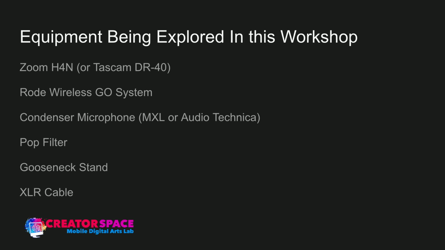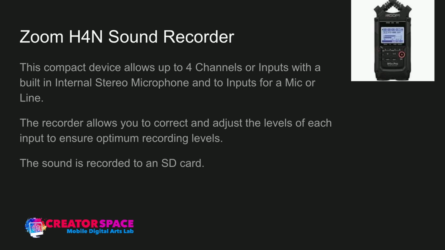Okay, so that's what's in our kit. And so this Zoom H4n sound recorder is a compact device, with 4 channels or inputs with a built-in internal stereo microphone, and then you can input the other mic or line, and those are in the bottom through XLR 1/4-inch combo inputs. And then you can also input the Rode Wireless Go, which is a 1/4-inch, so that's like the mini headphone jack. That can go into the side of the Zoom as an input as well. So that could be a channel for that Wireless Go.